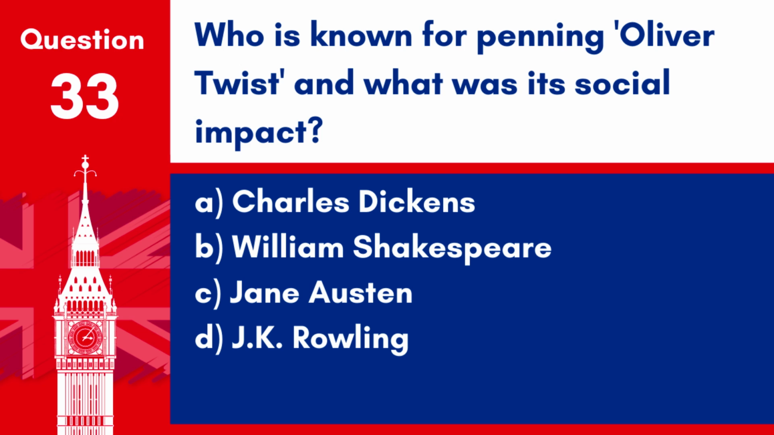Who is known for penning Oliver Twist, and what was its social impact? A. Charles Dickens. B. William Shakespeare. C. Jane Austen. D. J.K. Rowling. Answer. A. Charles Dickens. Charles Dickens, who wrote Oliver Twist, highlighted the social inequalities and harsh realities of life for the poor in Victorian England, influencing social reforms.